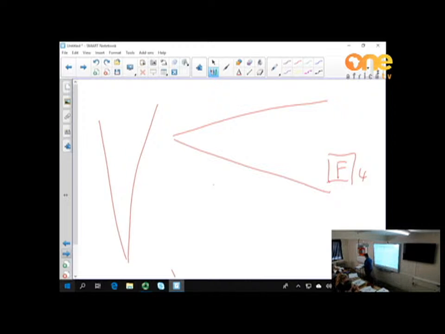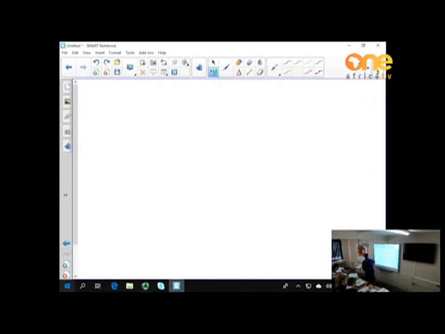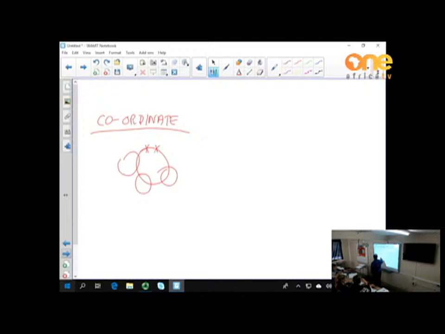Okay, one more thing. The coordinate bond. In a coordinate bond, we said both the shared electrons come from one partner only. And one example was ammonia. So this is NH3.